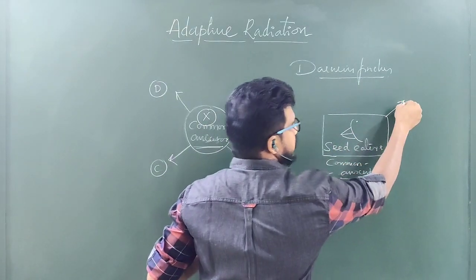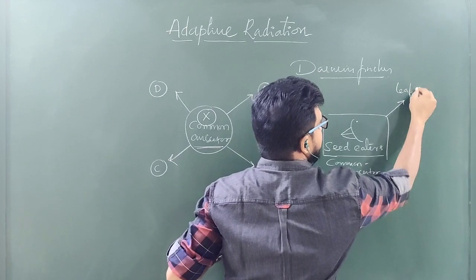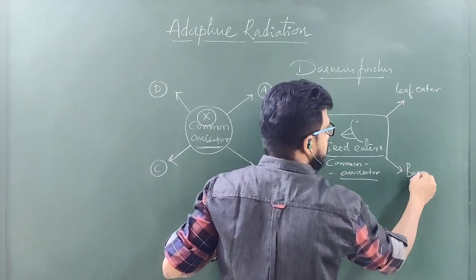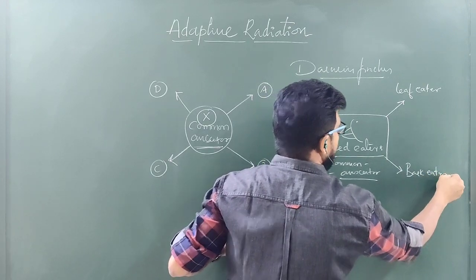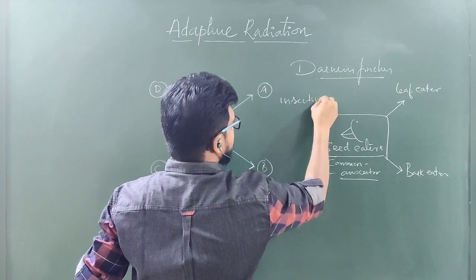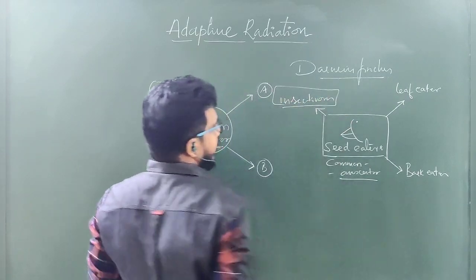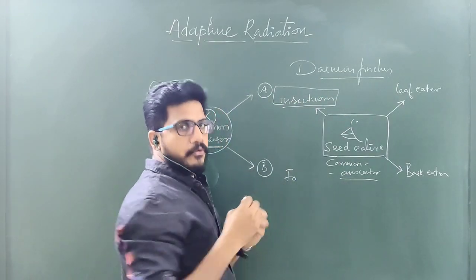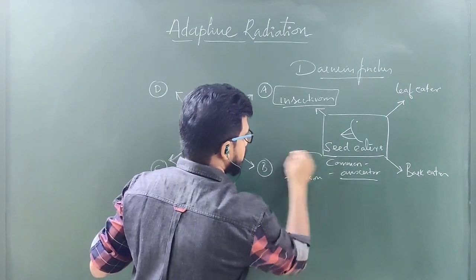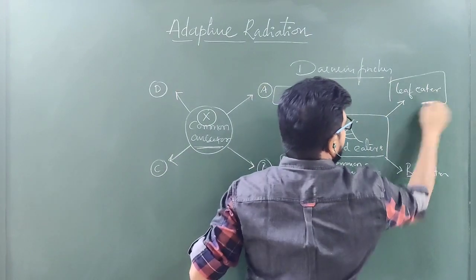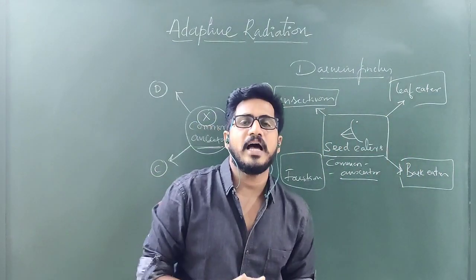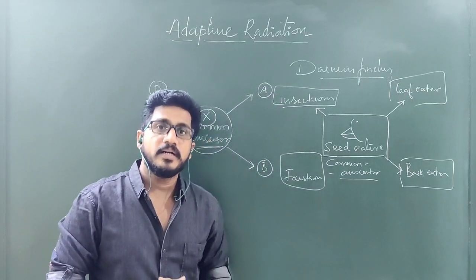Later, some species turned to leaf eaters. Some turned to bark eaters. Some turned to insectivorous; insectivorous means they eat insects. And some turned to fruitivorous, nothing but eating fruits. So are they sharing their food? No, they turned their habit into something different.